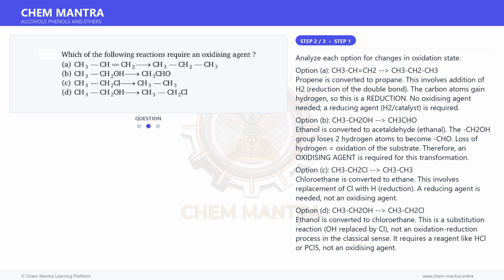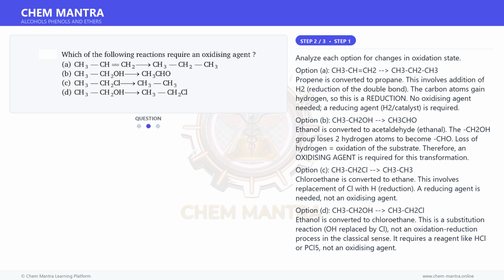Option B, CH3CH2OH to CH3CHO. Ethanol is converted to acetaldehyde. The CH2OH group loses two hydrogen atoms to become CHO. Loss of hydrogen is equal to oxidation of the substrate. Therefore, an oxidizing agent is required for this transformation.